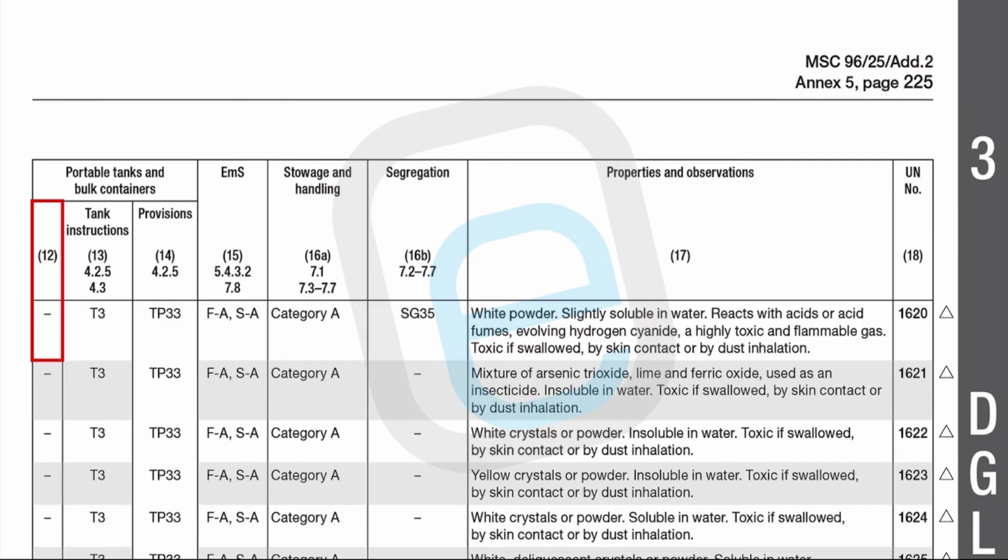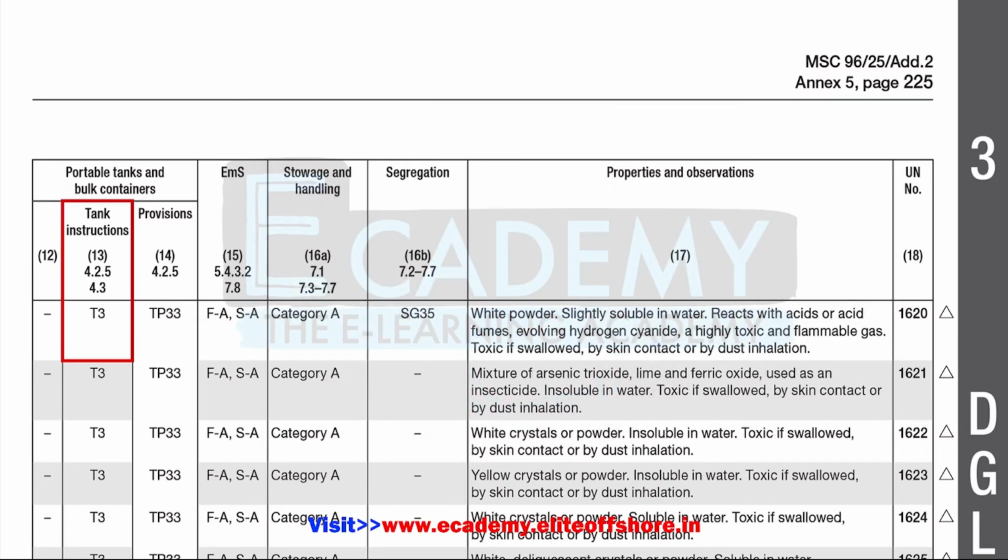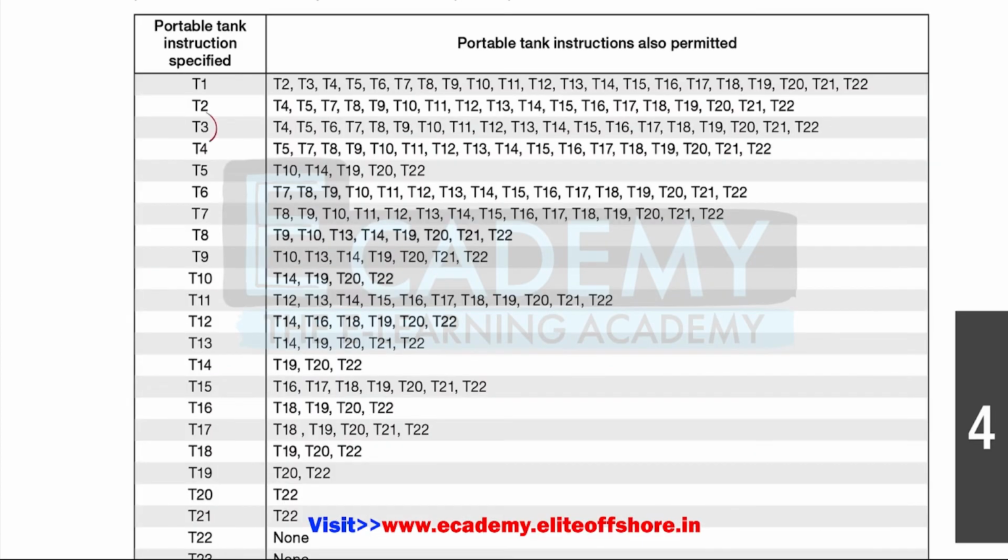Column 12 is reserved for now, so no details reflect in this column. Column 13 shows tank instructions. Here I can see the T3 code. So, let us check what the details for T3 are. First, check the chapter in the column head. In this case it is 4.2.5 and 4.3. This is Part 4 of the IMDG Code, which is in Volume 1. So, I open the content section of Volume 1 to check the page number.